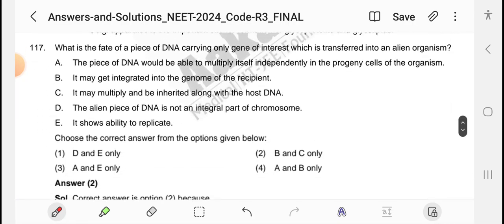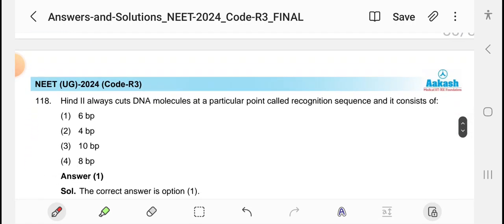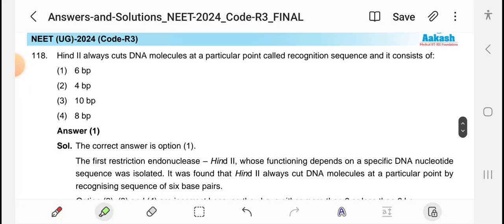So the next question, what is the fate of a piece of DNA carrying only the gene of interest which is transferred into an alien organism? Your correct option would be option number 2, that is B and C are correct statements. Your next question, Hind II always cuts DNA molecules at a particular point called the recognition sequence. It consists of, so Hind II always cuts DNA molecules at 6 base pairs. So your correct option would be option number 1, 6 base pairs.